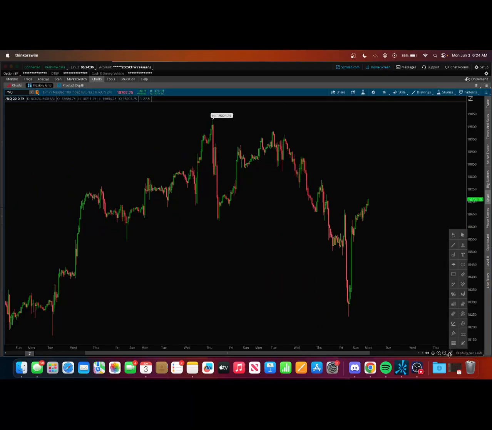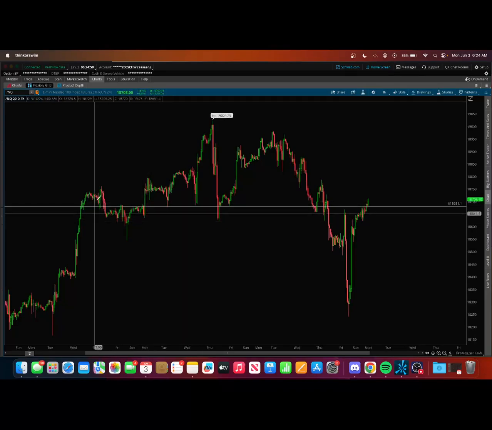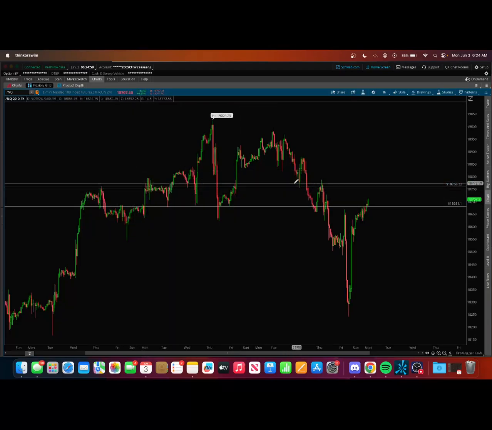Okay, so off the bat, we have a level right here, and the reason is we have one right here. Resistance, support, resistance, support, right? And we have one right here, support, resistance, and support right here.